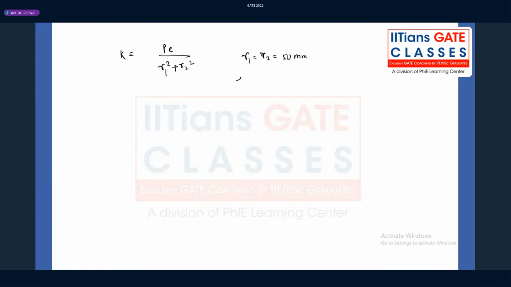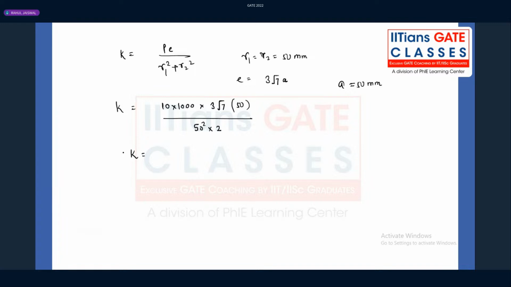And what is the value of E? The E value given in the problem is 3 root 7a, where A is 50 mm. So from here, what is the K value, guys? 10 into 1000, 3 root 7 into A. What is A? 50. What is R1? R1 and R2 are both the same. 50 square into 2.